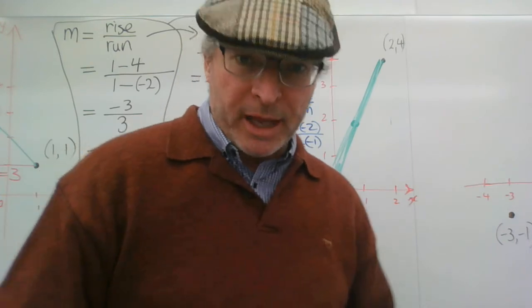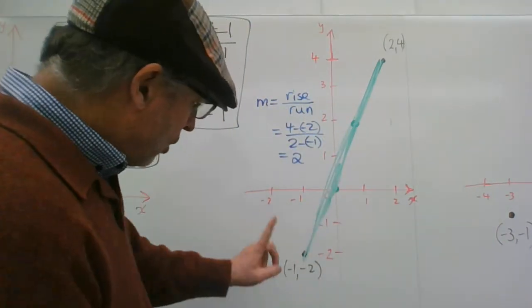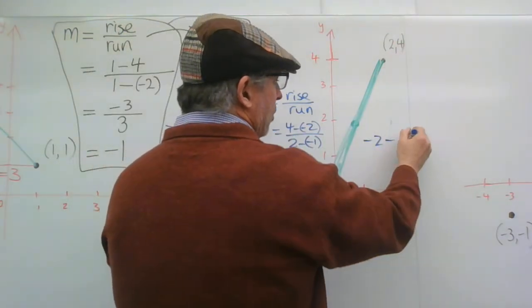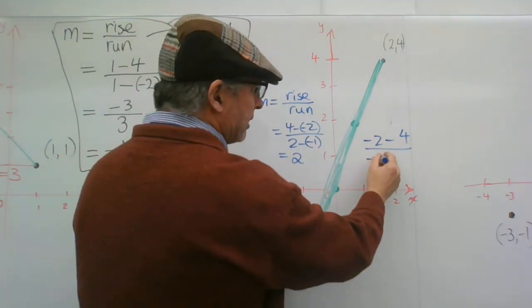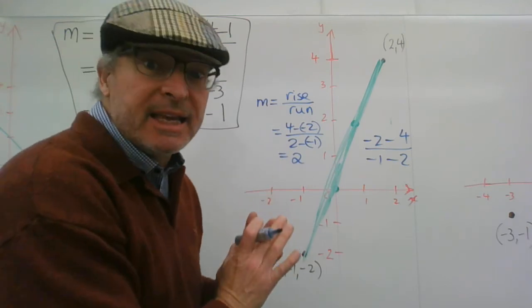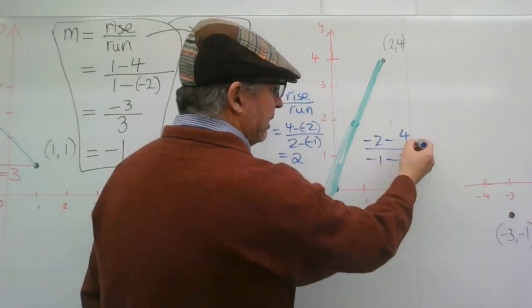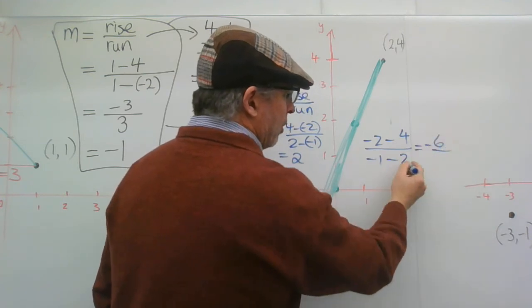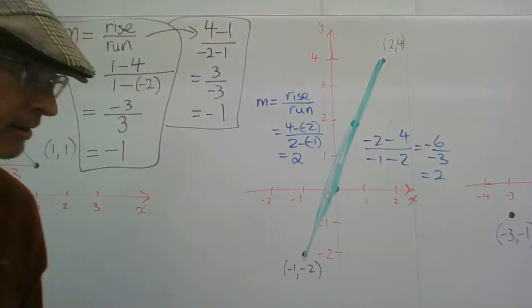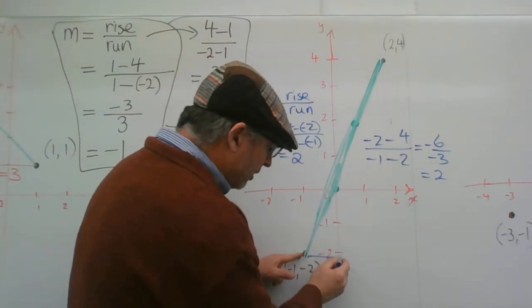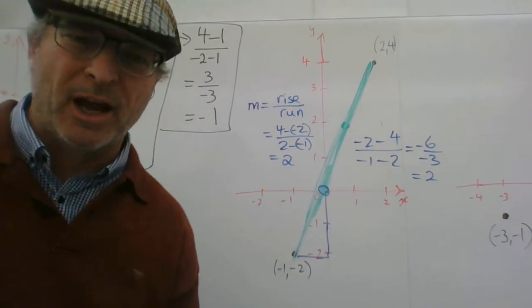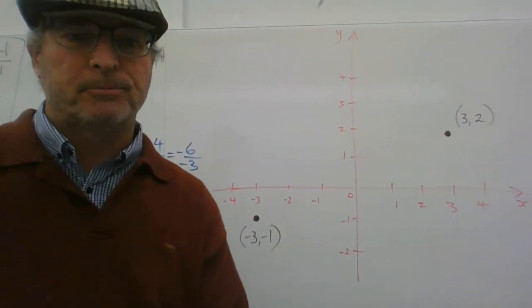But just to let you know, I would get the same answer if I did minus 2 minus 4 over minus 1 minus 2. If I started with this point, I've just got to be consistent. That would be minus 6 on minus 3, which does still equal 2. The gradient is 2. For every one you go across, you go up 2. You're back on the line. For every one you go across, the line goes up 2.